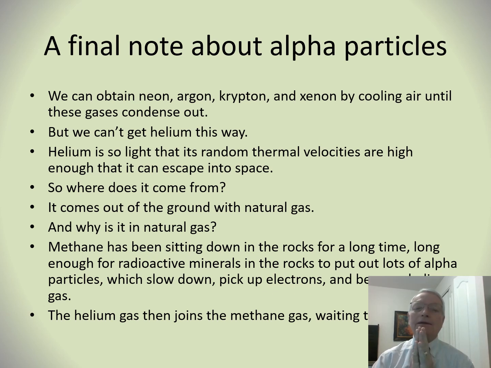Helium is so light that its random thermal velocities are high enough. You know the distribution of velocities curve we saw, where there's a long tail of high energy particles in a gas, the distribution of speeds in a gas. Well, the helium velocities at the top end are high enough that they can escape Earth's gravity. And so helium is just evaporating out of the atmosphere all the time.